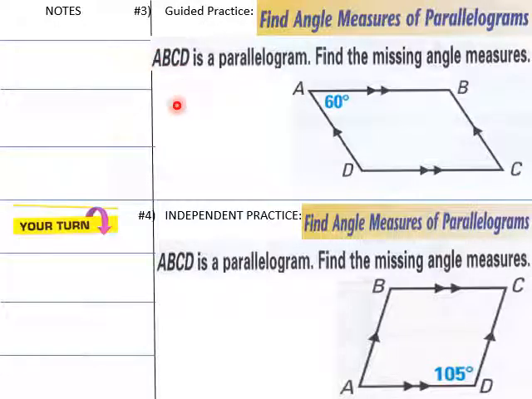Okay, our next guided practice. This is a parallelogram. Find the missing angle measures, so we know that. Same thing down here for you students. Do both of these, students. Teachers, give them 4 minutes.